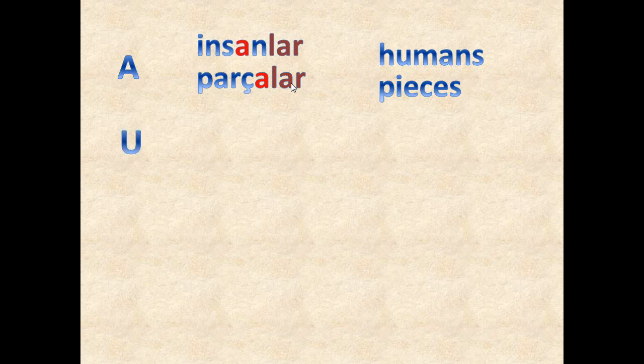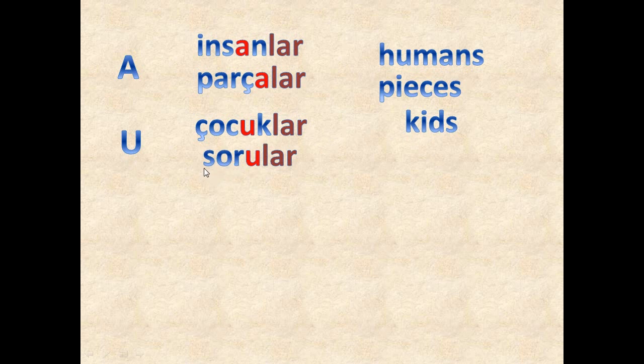For the sound U, we have an example such as çocuk. We made it plural with lar. Çocuklar. You see, the word consists of the vowel O and the vowel U, and we made it plural by the suffix which has the thick sound lar, which means kids. Çocuk means kid or child. And çocuklar means kids.